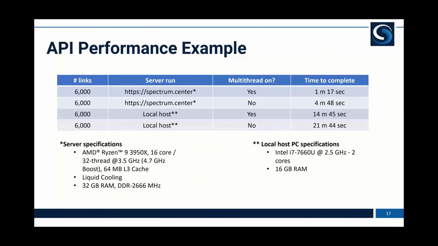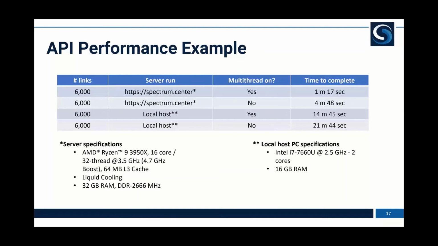So here's a little bit of an example on the performance. We have a path loss calculation for 6,000 links that were run on two environments. One is our cloud environment. Here's the server specifications used on the cloud. As you can see, it's a 32 hyper-threaded system, AMD Ryzen processor, 16 cores, liquid cooled, 32 gigabytes RAM. And then we have a local environment. It's just a common laptop, Intel i7 processor, 2 cores, 4 cores hyper-threaded, 16 gigabytes RAM.